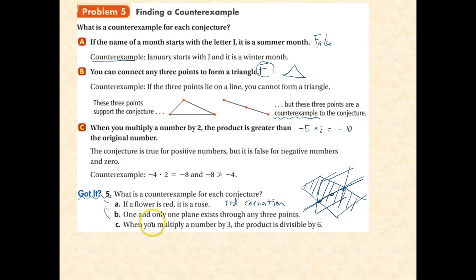Okay, so when you multiply a number by 3, the product is divisible by 6. That means 6 will go into it. So what if I do 3 times 5? That's 15. Does 6 go into 15 evenly? No, it doesn't. That would be 2 and a half. So 6 does not go into 15. So here is my counterexample.